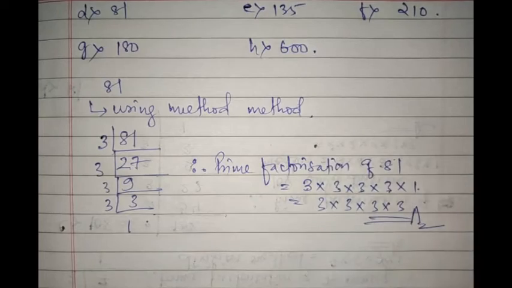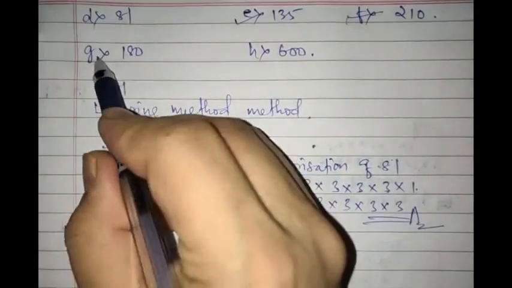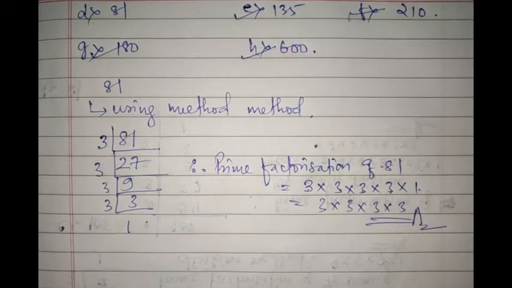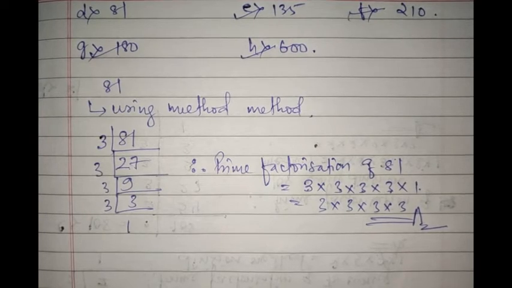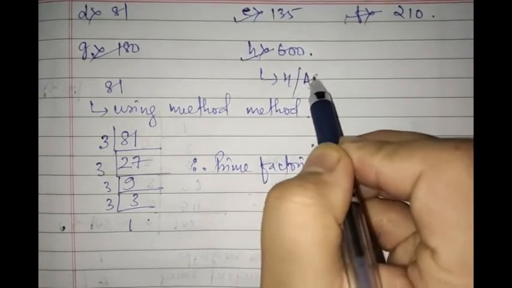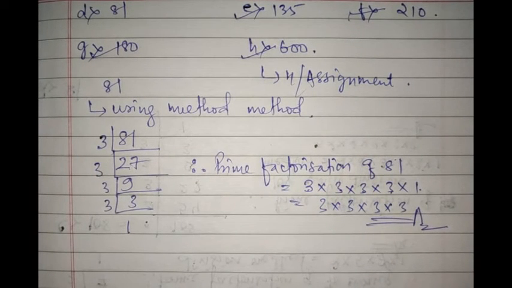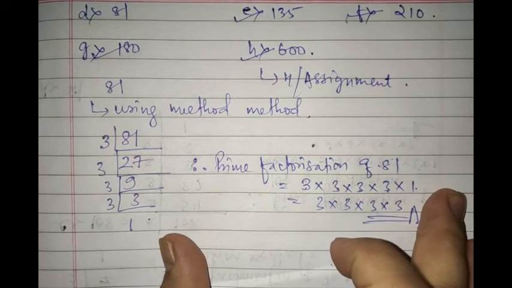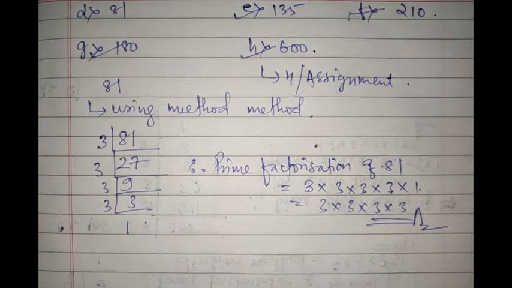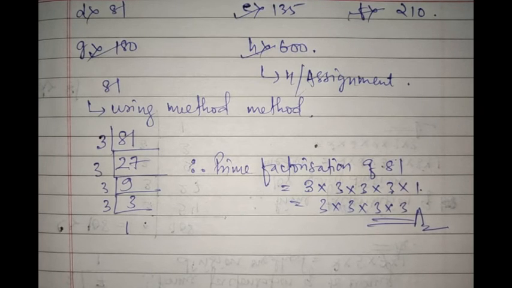Alright, so students, E, F, G, H are left from self practice 6D question number 2. So this will be a home assignment. Alright, so if you have any problem, you can comment below. Okay, so you will show me this tomorrow. So this much for today, students. In the next class we'll proceed to self practice 6E.